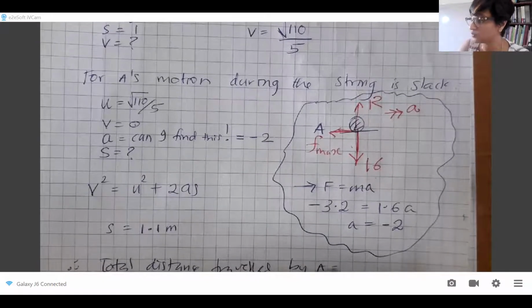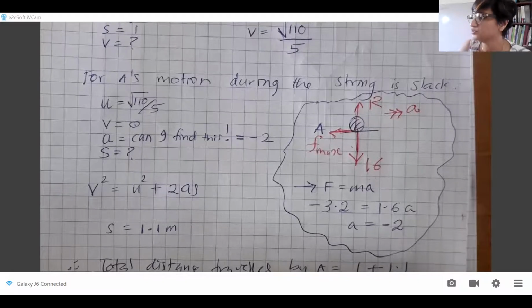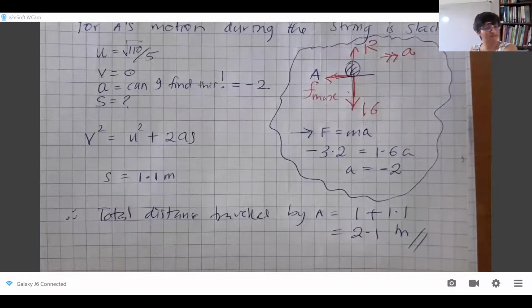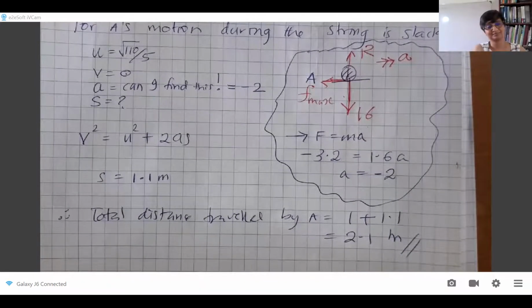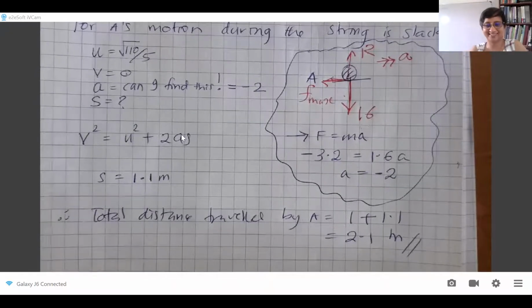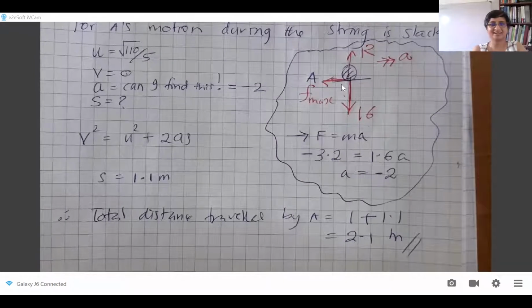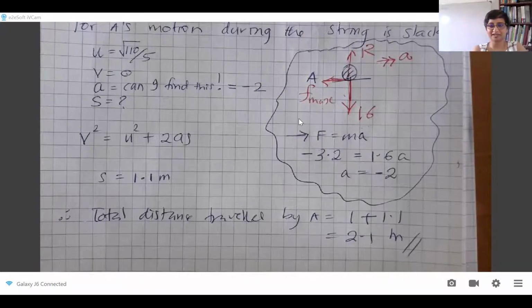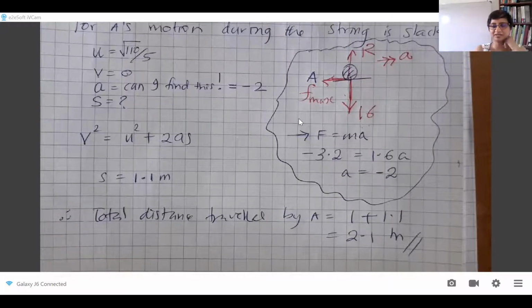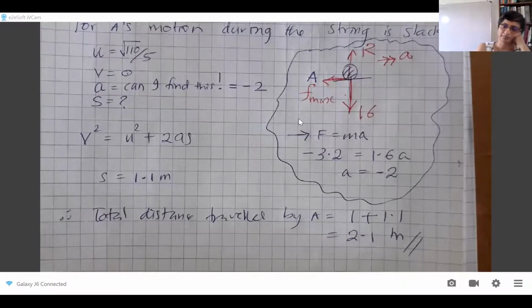Therefore, total distance traveled by A is 1 plus 1.1, 2.1 meters. Did everyone understand that? Yes, no, maybe. Okay, great. Right. Do you need time to write anything down, or can I change the screen back to the question? Do you need the screen some more? I'll wait a bit more.